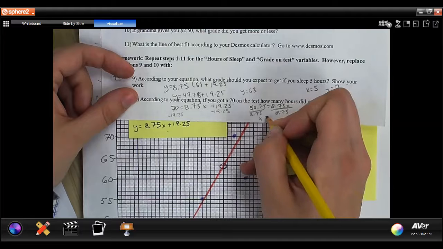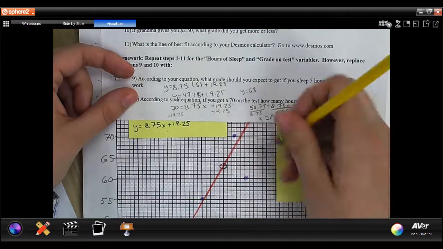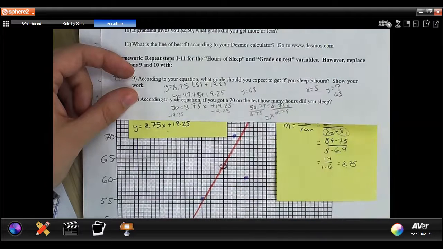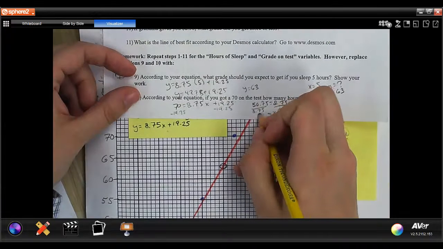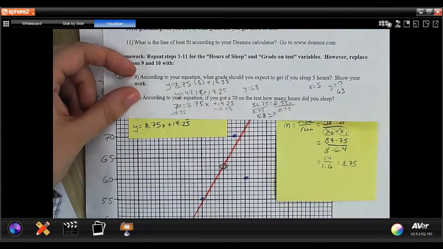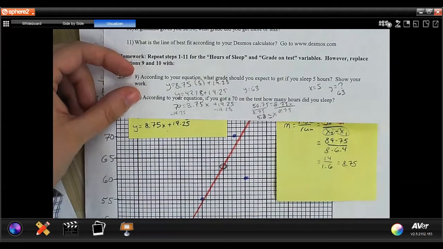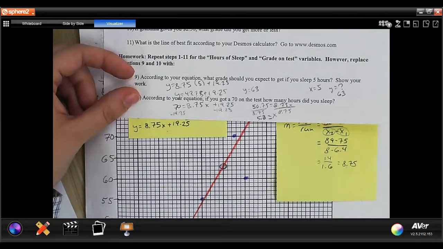So I am left with x is equal to 5.8. So that means if I get a 70, I get at least 5.8 hours of sleep. So about 5 3/4, a little bit more, right? So write that as a sentence. If I get a 70 on the test, I must have gotten 5.8 hours of sleep.